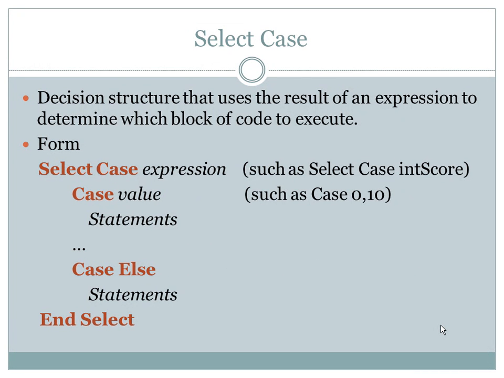With a select case in Visual Basic, you start out with the keyword select case, and then you'll have a variable or something that will evaluate as an expression. Then you say case value. This value must evaluate to the same data type as the expression. After that case value, you would have whatever statements. So, for example, if I had select case int score, I may have case 0, 10. And if int score was either 0 or 10, then I would want those statements to evaluate.